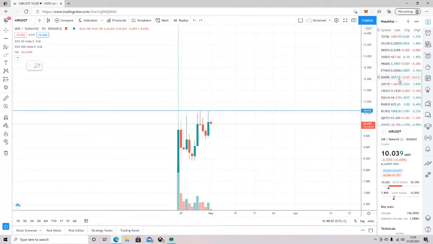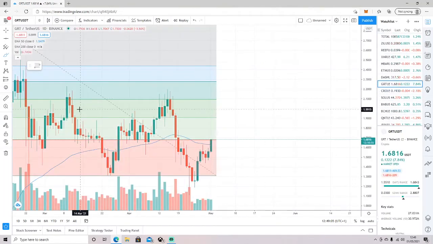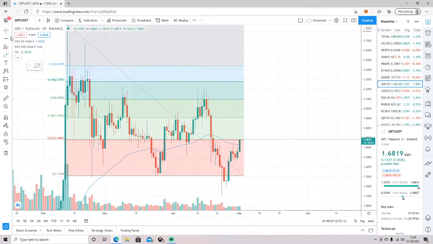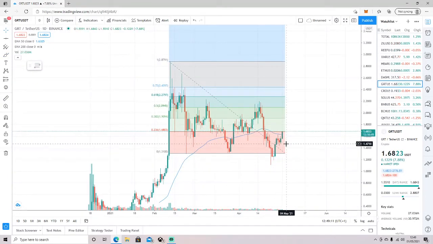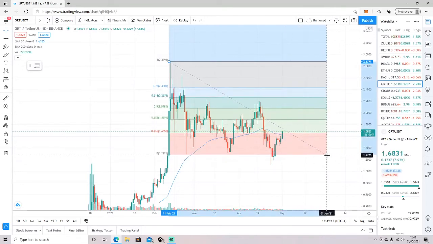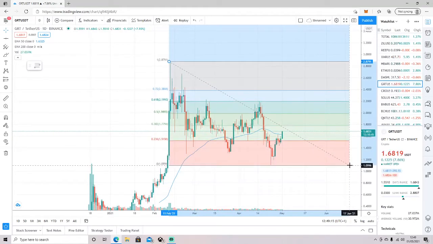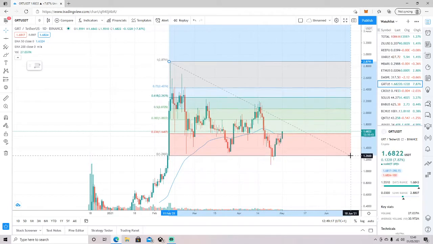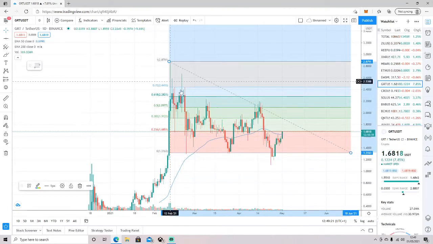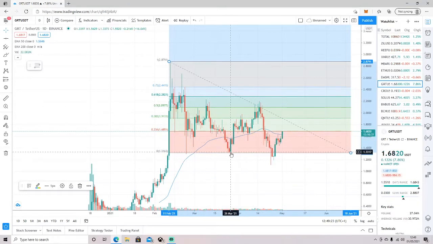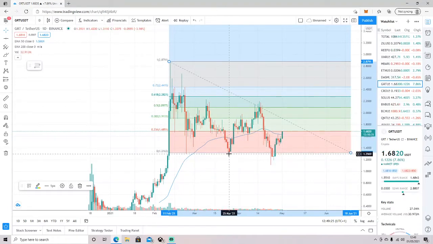What else have we got going on? Is there anything moving really mad? Let's have a look at Graph. I haven't looked at this for a while. Okay, as you can see from the recent move, it's looking to break above that fib level, so Graph could be a good investment. Personally, I could see that being quite a nice looking investment there.